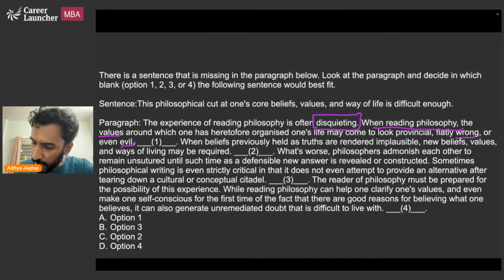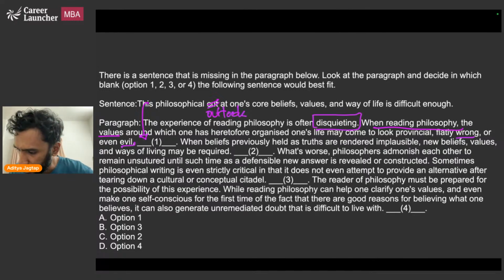So, this philosophical cut at one's core beliefs, values, and way of life is difficult enough. So, this philosophical, let's replace this with outlook. I'm simply trying to explain, don't try and do this in the exam. This philosophical outlook at one's core beliefs. This tells me that this sentence could fit in here, right? So this is one idea. Let's consider this as possible but possibly problematic. We need to see what the next sentence is.